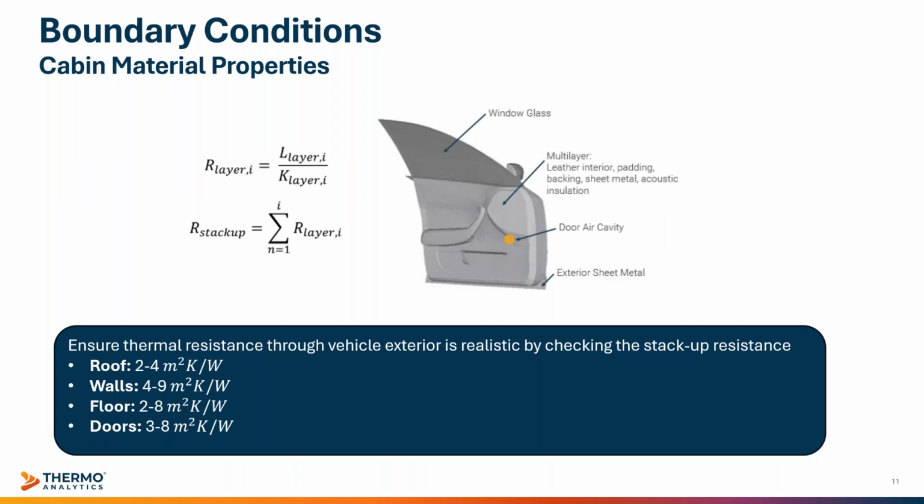If you're running a heat up simulation and it seems like the air temperature in the cabin is not getting warm in the expected amount of time, this is when you might want to double check these resistance stackups. Sometimes when using multi-layer parts, people maybe forget to include an air gap, or they maybe had to make assumptions for the vehicle exterior material properties, and they just underestimate what that full thermal resistance is going to be.